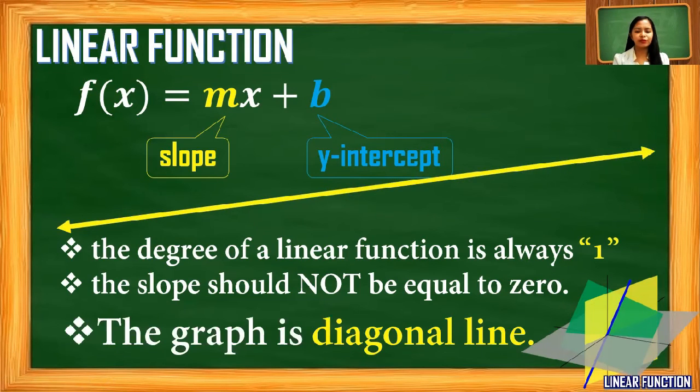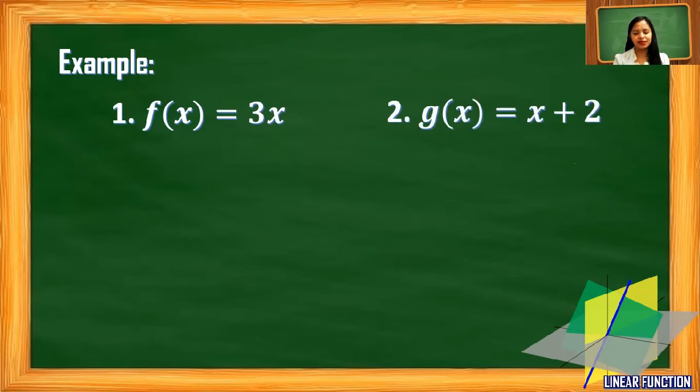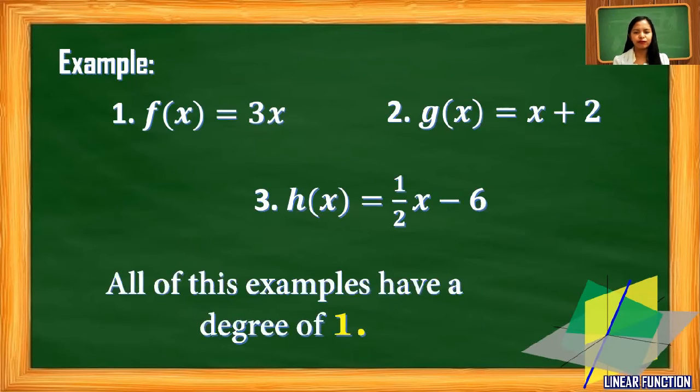Now, when we talk about the graph of a linear function, the graph is always a diagonal line. So to further understand a linear function, let us have some examples here. One is f of x is equal to 3x, g of x is equal to x plus 2, and h of x is equal to 1/2 x minus 6. All of these examples are linear functions because they all have a degree of 1.